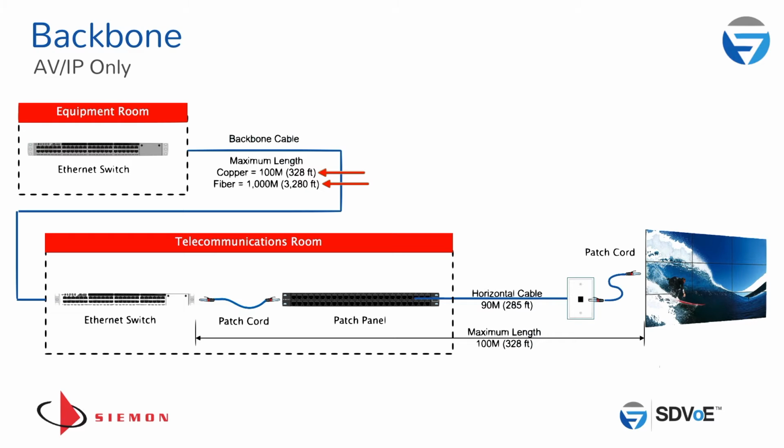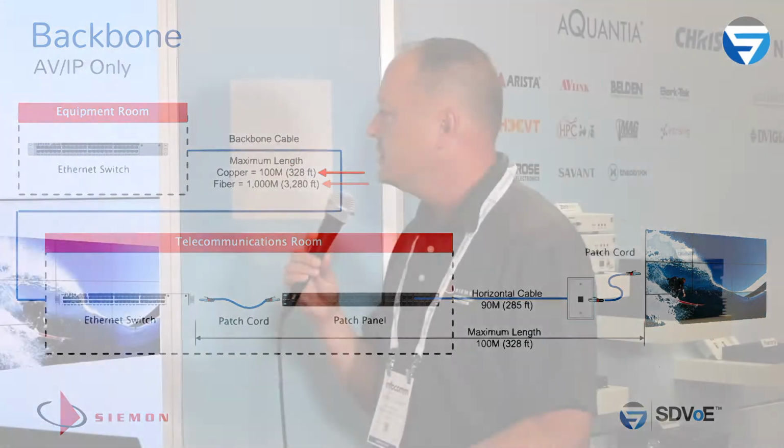So in this example, you're looking at 200 meters end to end using a copper infrastructure, or it could be 1,300 meters or 1,100 meters using a combination of fiber and copper.